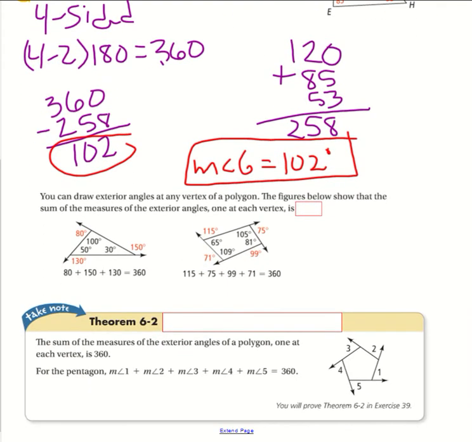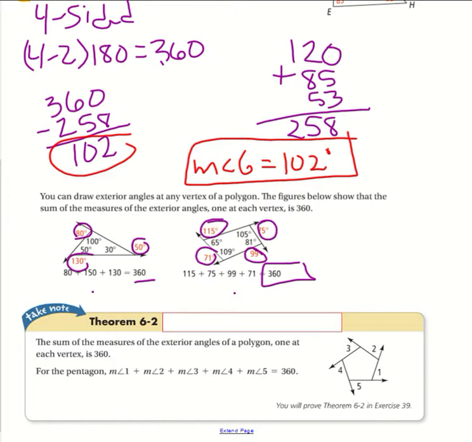Alright, so the next thing we're going to talk about is exterior angles. You can actually draw an exterior angle off of any vertex of a polygon just by continuing one of the lines. The figure below shows that the sum of the measures of the exterior angles, one at each vertex, is 360. So if I add up all of these different exterior angles, 80, 130, and 150, I get 360. 115, 71, 99, 75, I get 360. So it worked with a triangle and it works with a quadrilateral.